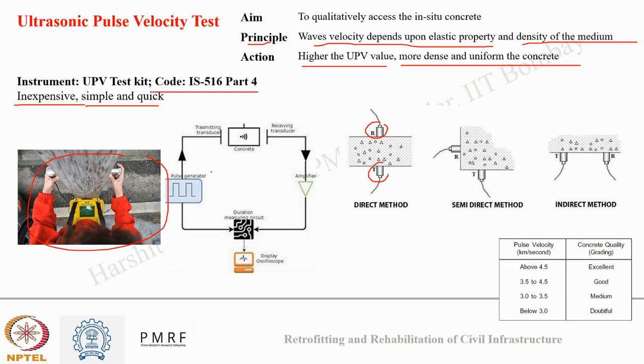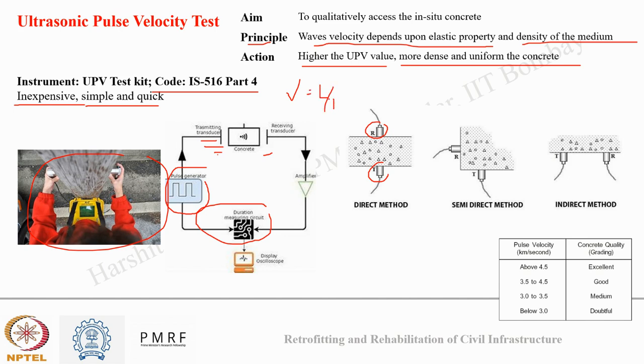Initially, an electrical pulse is generated using the UPV device. These pulses are fed to the transmitting transducer, which converts the electrical signal into mechanical waves. These mechanical waves pass through the material and reach the receiver. The receiver converts the wave again into pulses, and the time of flight, the duration of travel of this wave, is recorded. Based on the distance between the probes and the time of flight, the UPV is calculated. V is equal to L by T.